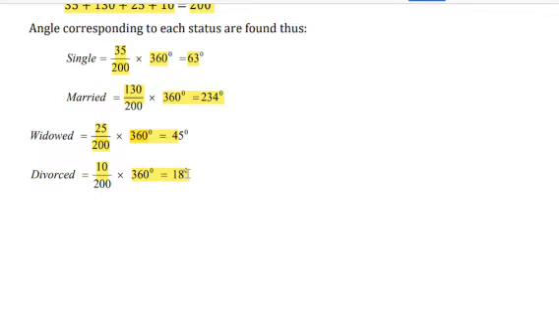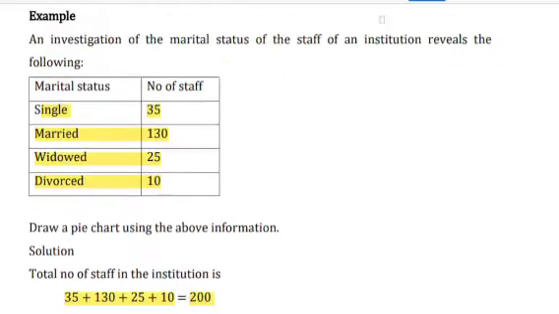18. Now I said that the sum of the angles of a circle is 360 degrees. That is why you are dividing by the total number and multiplying by the given number of sectors. The sectors are what we have here. This has to do with marital status. So the sectors are single, married, divorced, and widowed.